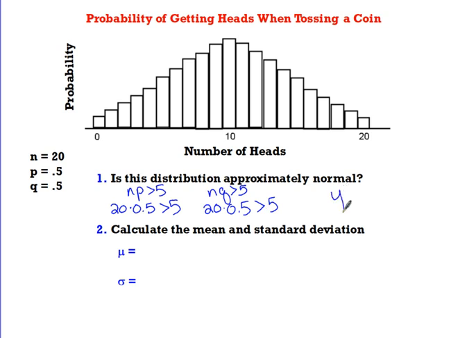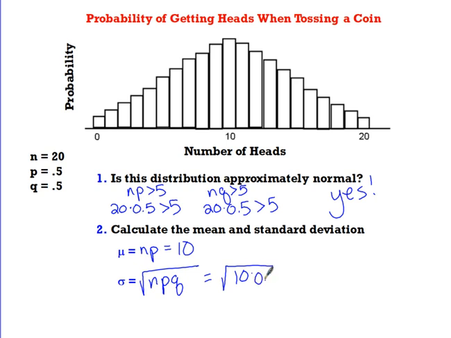So can I assume that this follows the normal distribution? Yep. Our mean, which is the same as NP, works out to be 10. And our standard deviation, which is the square root of NPQ, is going to be the square root of 10 times the probability of failure. And that is the square root of 5. So about 2.24.